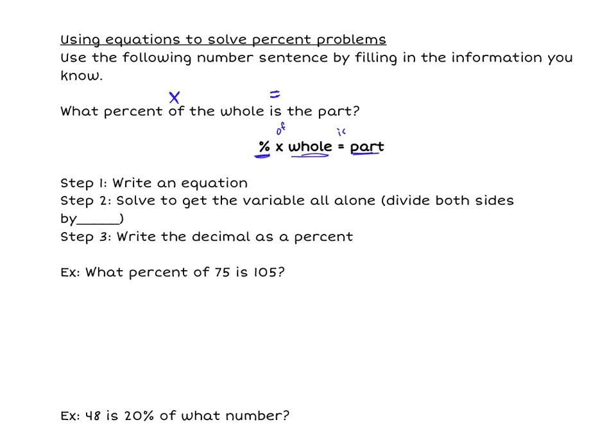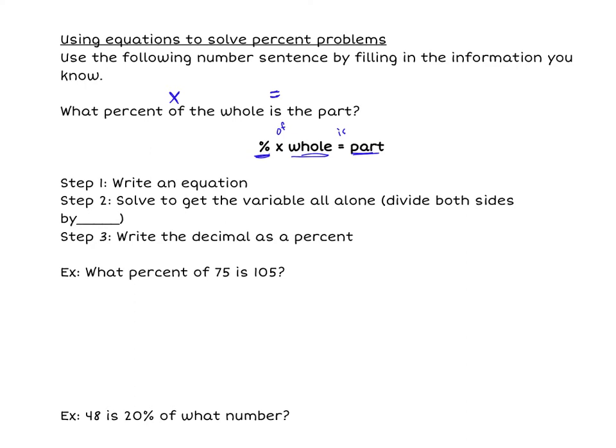So first step, write an equation with your information. Second step, solve the equation. Third step, make your decimal, because you're going to get a decimal answer if you're solving for a percent. You need to make it into a percent. Do you remember how to make a decimal a percent? Move the decimal places.